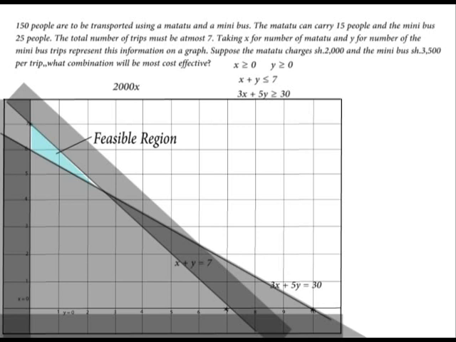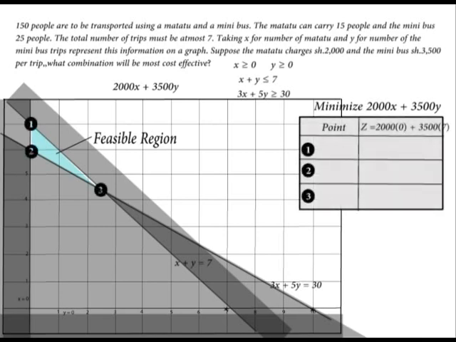We form an expression for the objective function: 2,000x, the cost of the matatu, plus 3,500y, the cost of the minibus. So we optimize this function, that is minimization. We take the corners and let's number them 1, 2, and 3. At corner 1, the coordinates are 0, 7. If we substitute in the objective function, we shall have 2,000 times 0 plus 3,500 times 7, giving us 24,500.